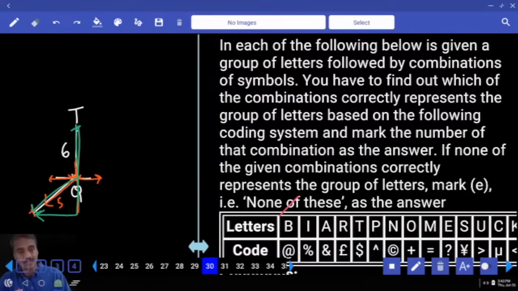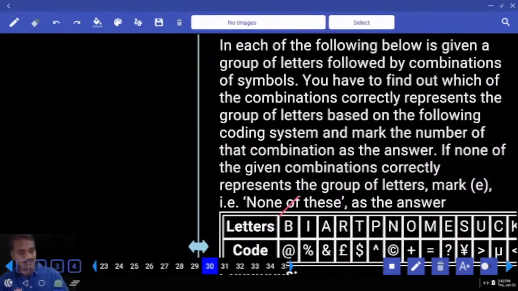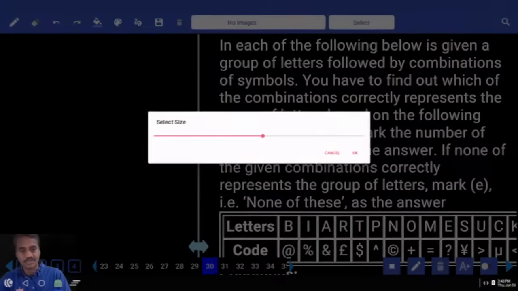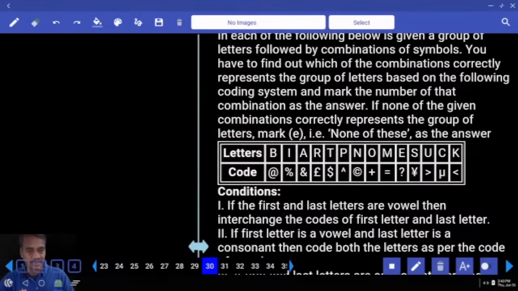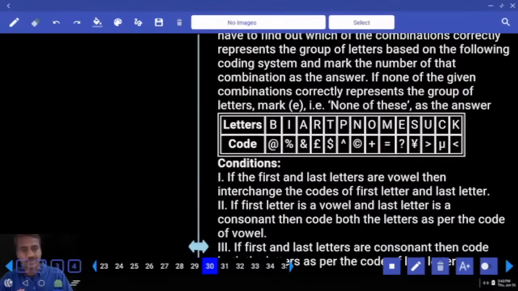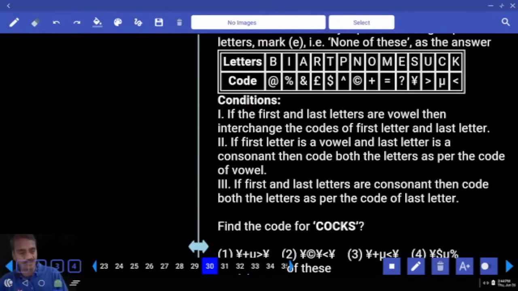Then 30 onwards, condition based coding and decoding. Now question number 30 comes under condition based coding and decoding. What are the conditions we have? First and the last letters are vowels: first is a vowel, last is a vowel. Then interchange the codes of these two.